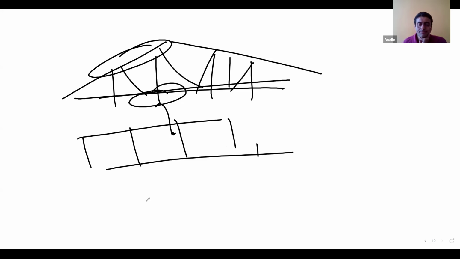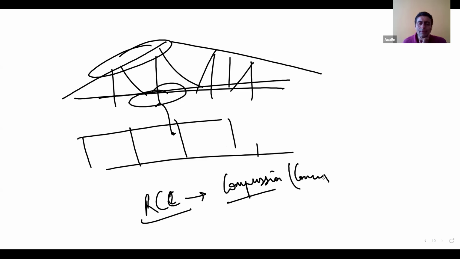Now in RCC, what happens? Which action is RCC suitable for? In RCC, we do a good thing: for compression we have the concrete, and then for taking tension, because cement concrete is inherently poor in taking tension, we reinforce the concrete with bars, isn't it?